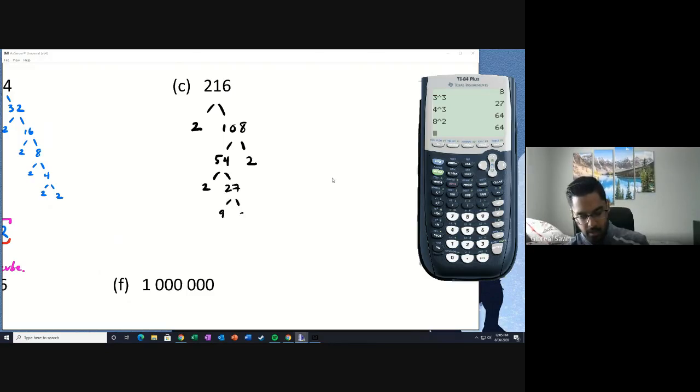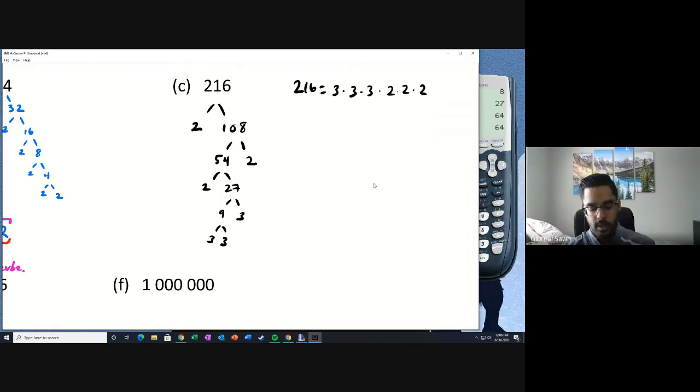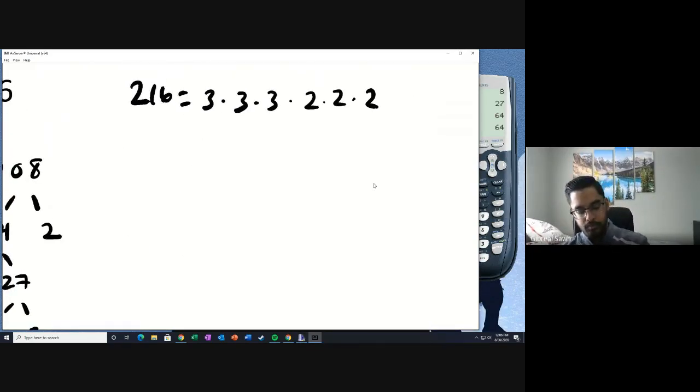And we'll do 9 and 3, and then 3 and 3. Now you can see I've got 3 prime factors that are 3s and 3 prime factors that are 2s. So we'll write out this 216 as a product of primes: 3 times 3 times 3 times 2 times 2 times 2. Now we're going to try and decide perfect square, perfect cube, or both.